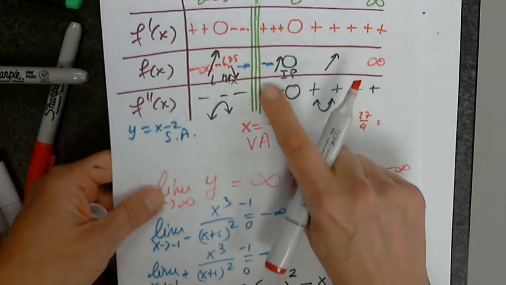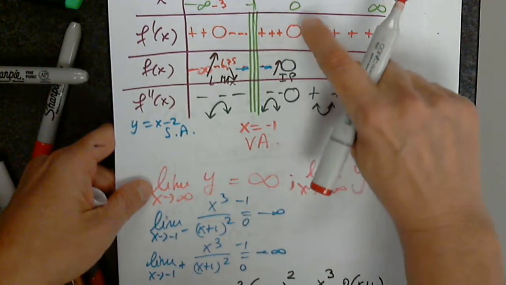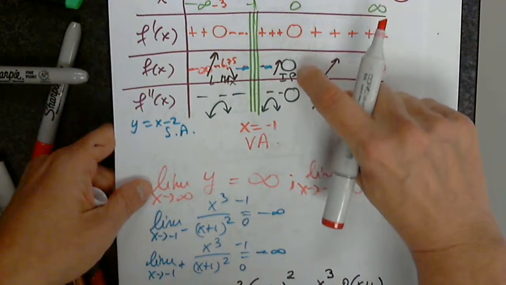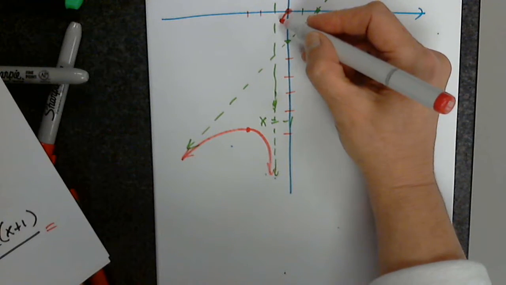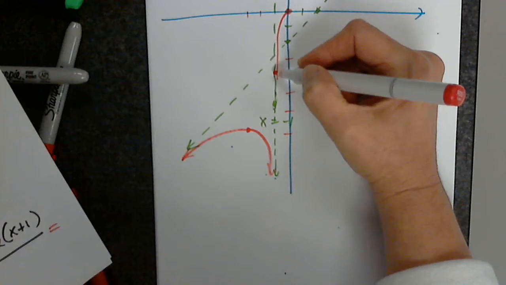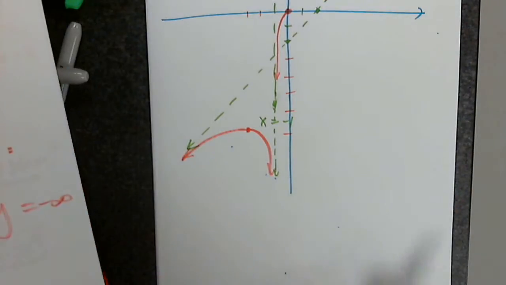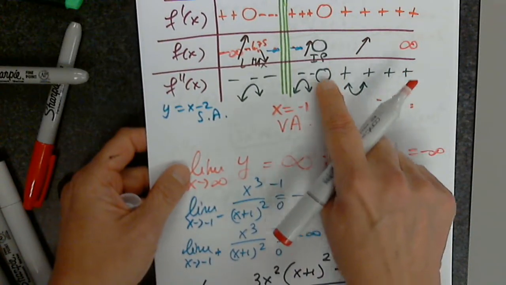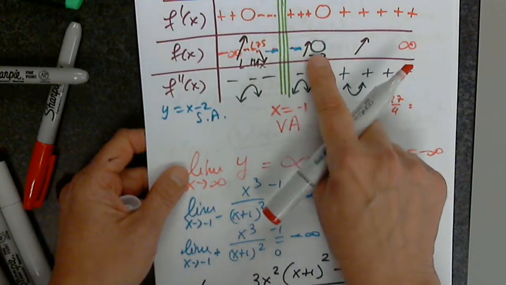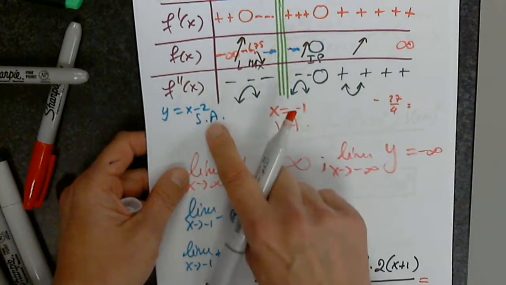On the other side, it's coming from the right-hand side of the vertical asymptote from -infinity, approaching the point of inflection. Increasing and opening downward. This is a point of inflection. It will change concavity. This is not a max or min, it's an inflection point 0, 0. Change concavity and approaching infinity towards the slant asymptote.